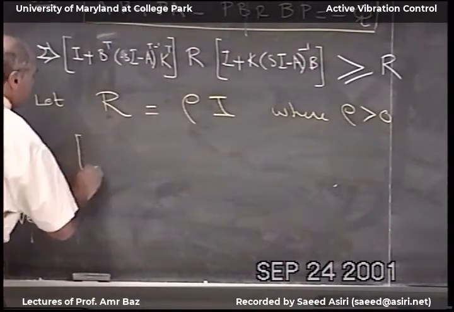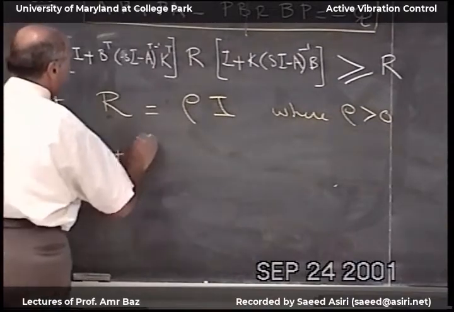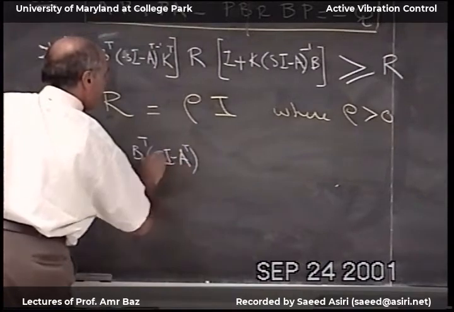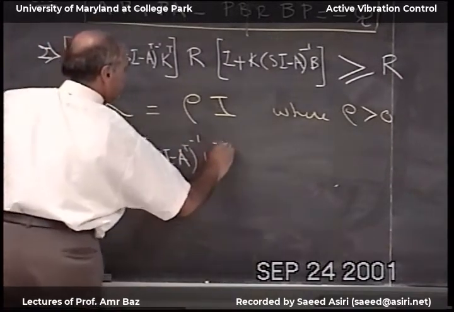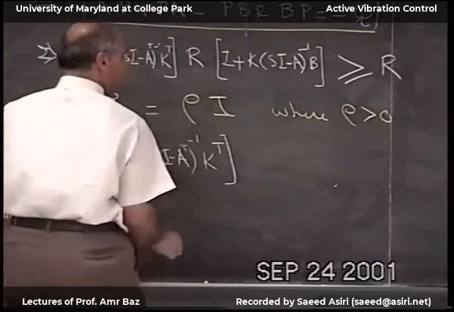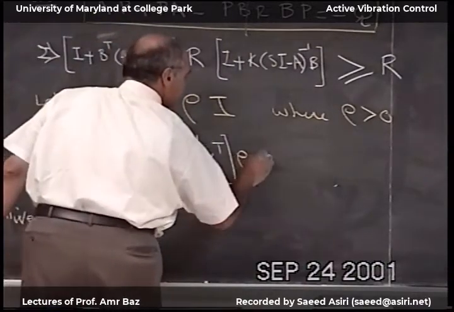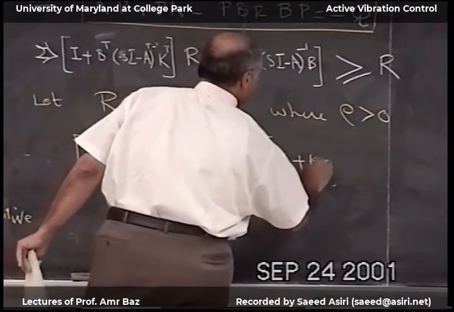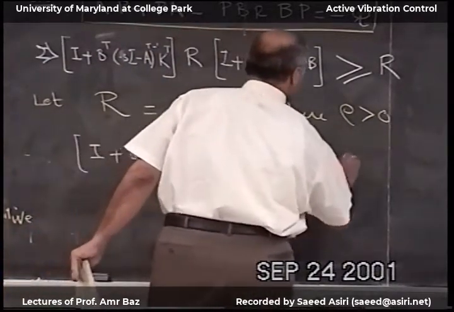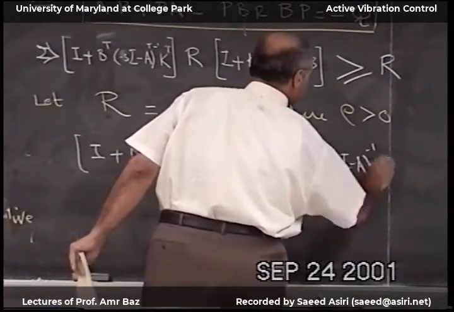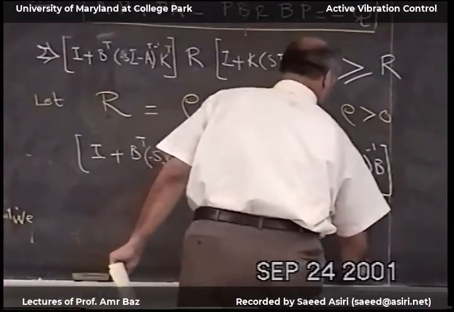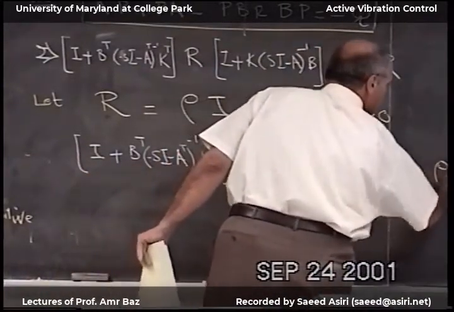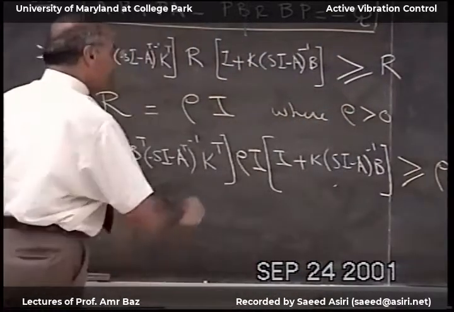And now we have I, B transpose, SI minus A, inverse A transpose. And then this would be rho and I. And then we have the same bracket again here, I. And this would be greater than or equal to rho and I. So the rho will cancel.